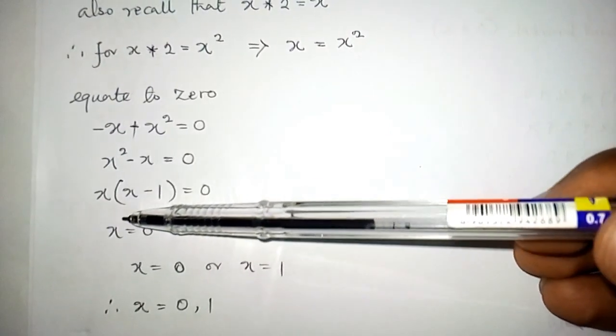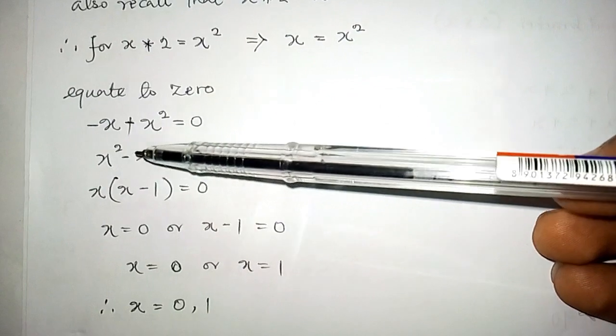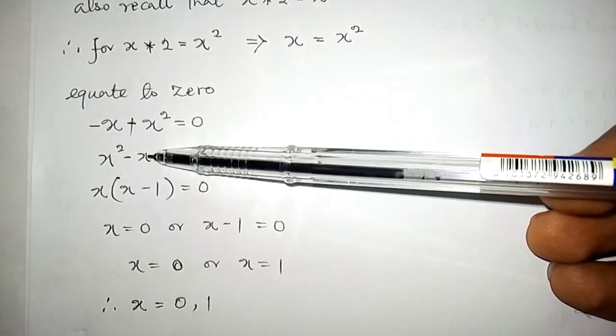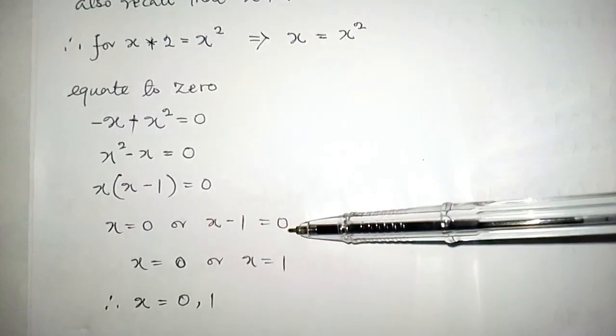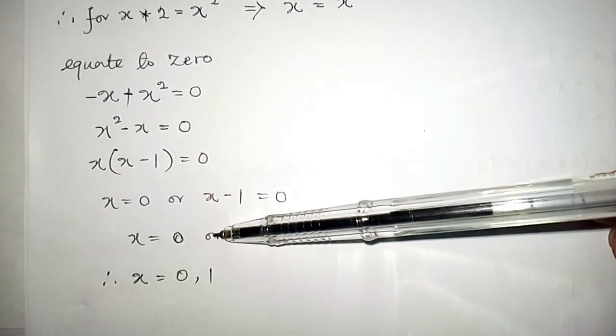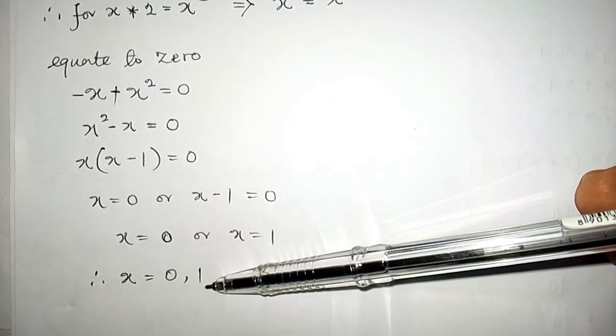And from here, if we factorize, we have x into bracket x minus 1, because x is common to both terms. And then we have x equals 0 and x minus 1 equals 0. Therefore, the values of x are 0 or 1.